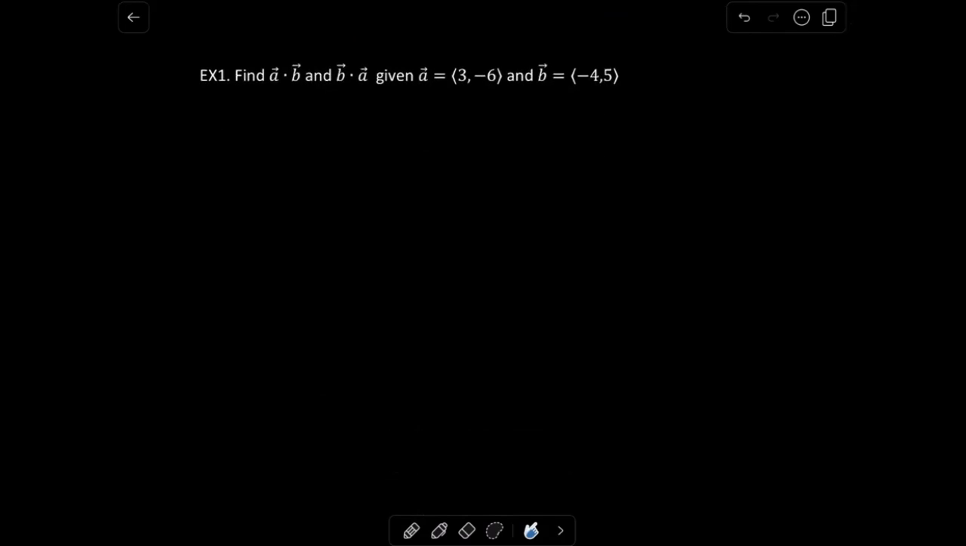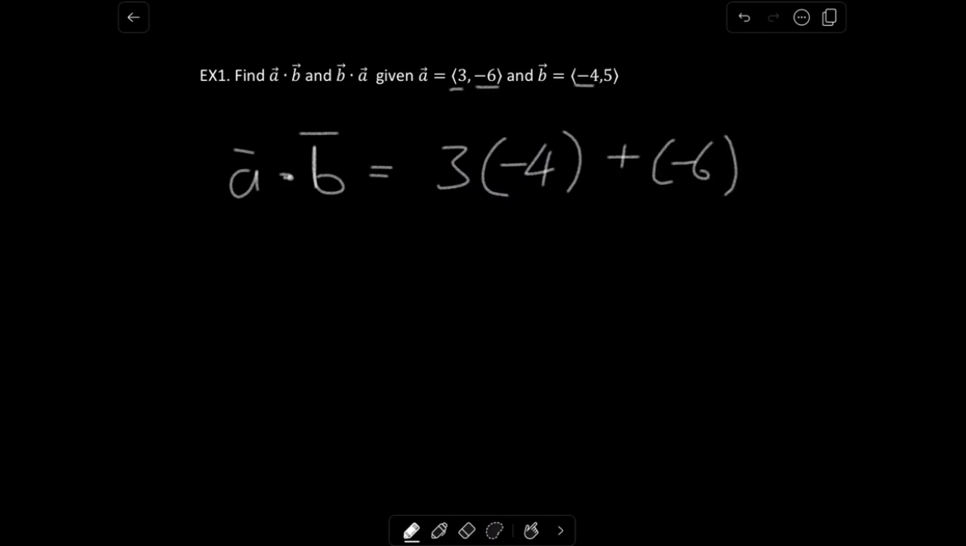All right, exercise 1, time to see if you learned what a dot product is. Find A dot product B and B dot product A given the following vectors. All right, let's do this example. This isn't rocket science. So A dot product B is equal to, you take the first component of A, which is 3, and you multiply it by the first component of B, which is -4, and then you add the second component of A, which is -6, multiplied by the second component of B, that's 5.